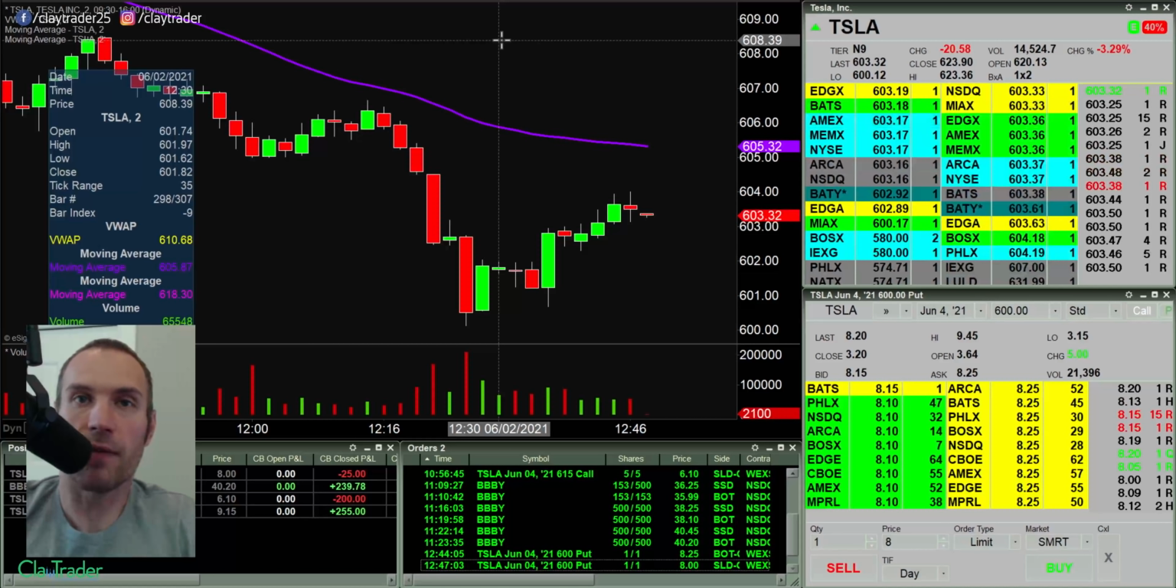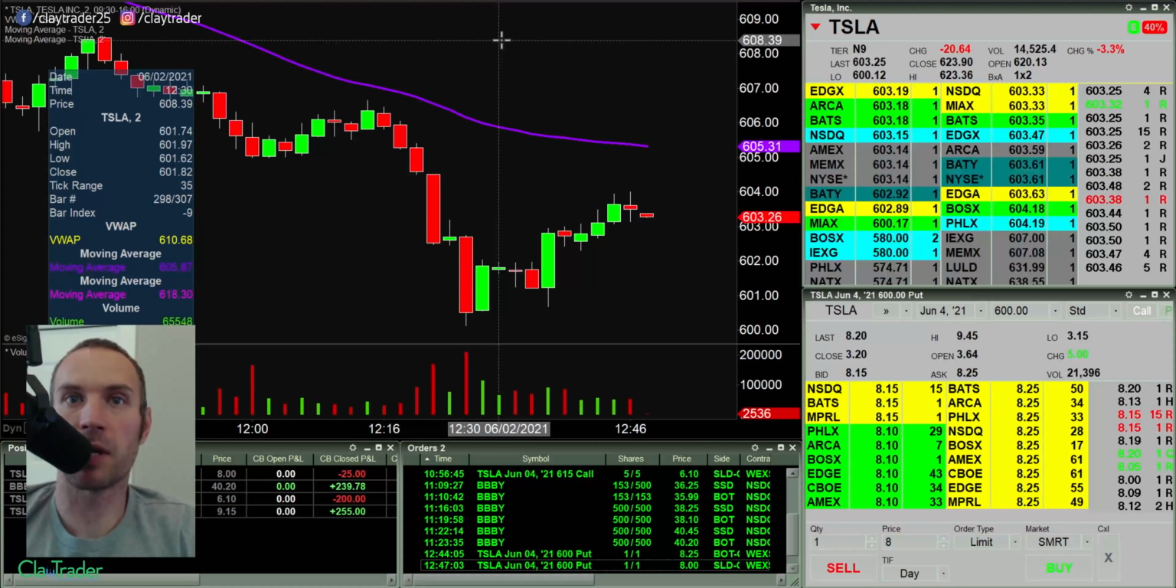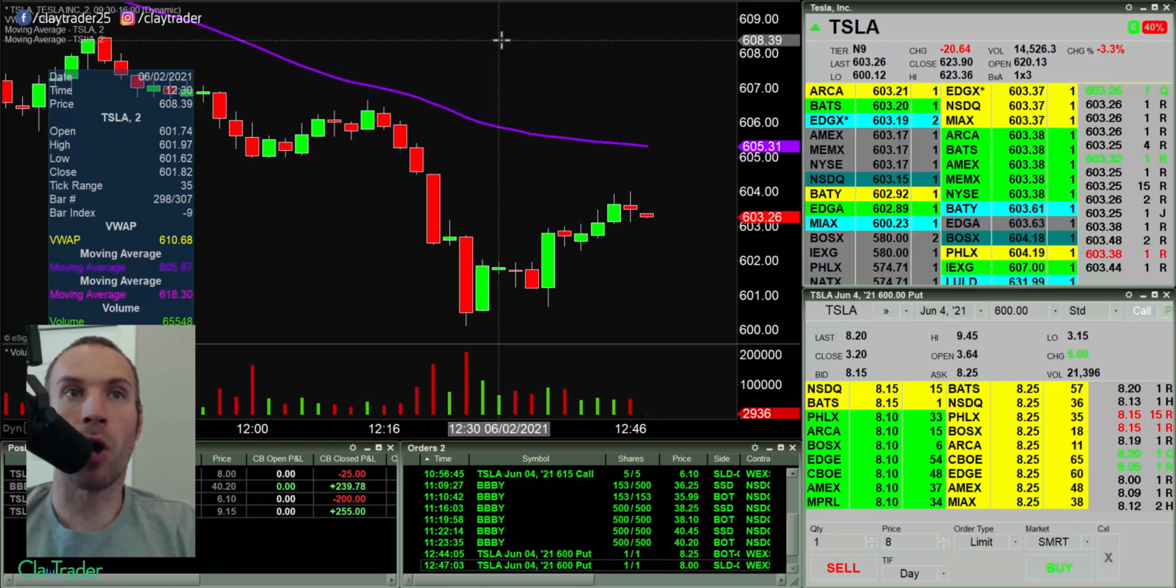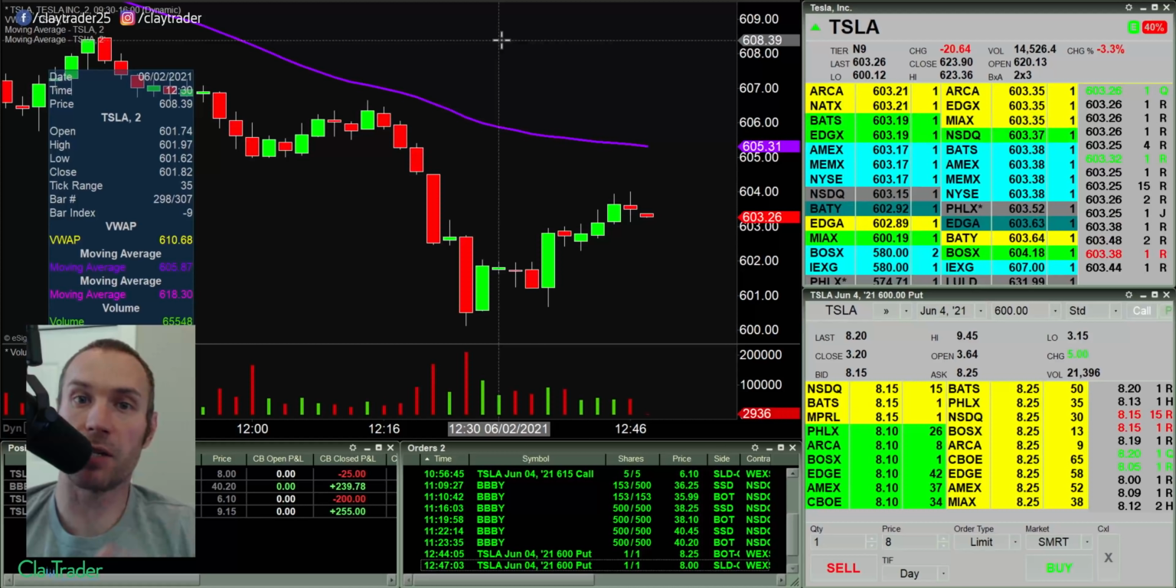Other than I took the $25 loss when now I could have been a smaller loss, or who knows, maybe even a gain. But I'm just kidding on that side of things. But all in all, that is how my options trading screen is working.